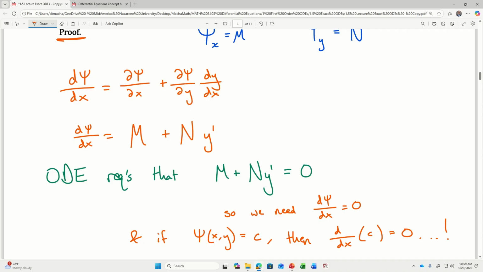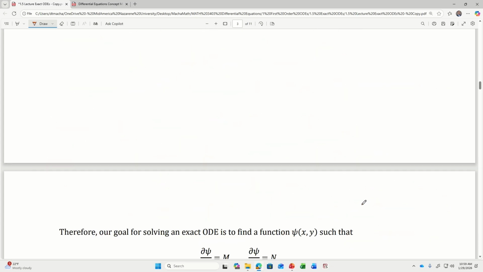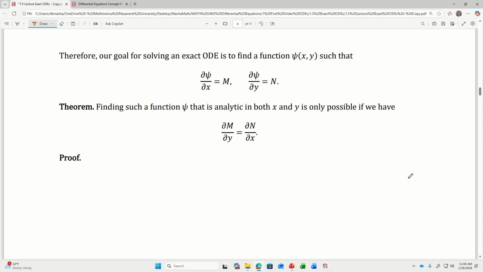We just have to find psi, and the difficult part of finding psi is that we need its partial derivative with respect to x to be this m from my original ODE, and we need the partial with respect to y to be equal to n from the original differential equation. So that's our goal, is to find such a function.